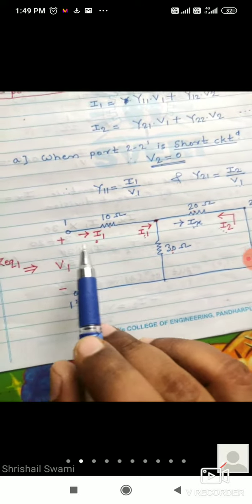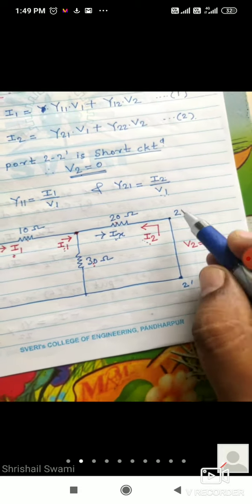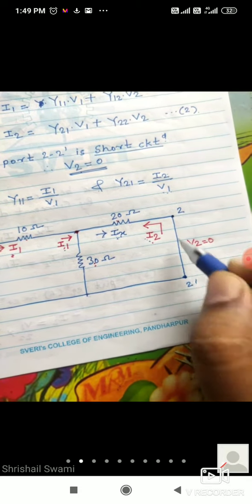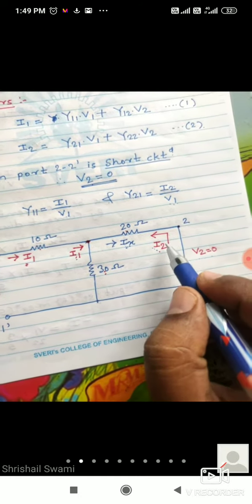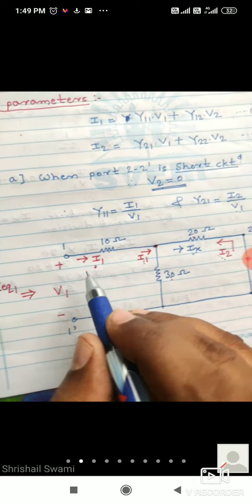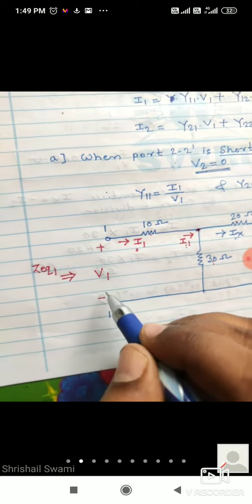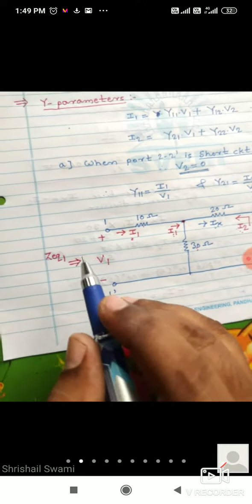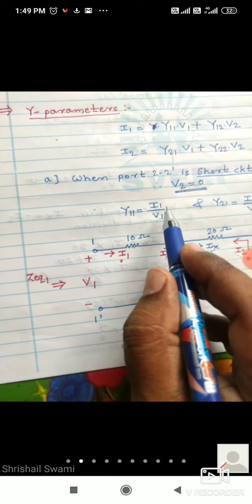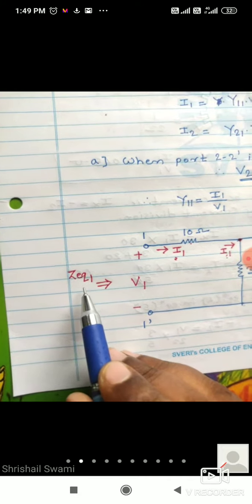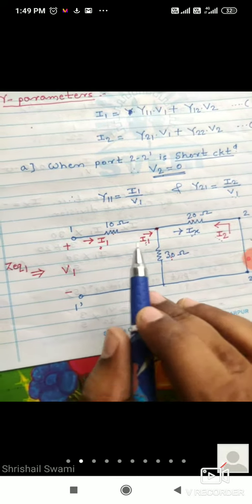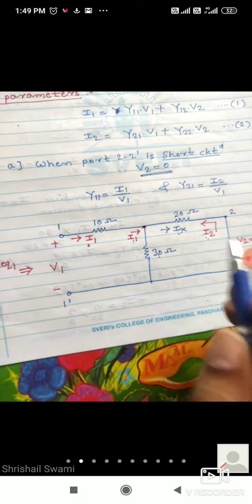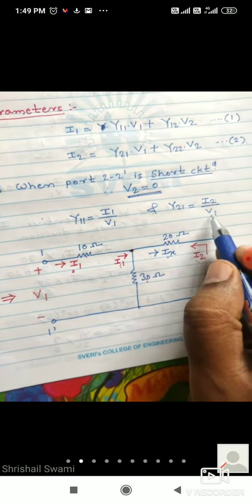According to the new condition, that is V2 equal to 0, I will short the 2 dash. The port 2 dash is shorted now, so V2 equal to 0 you have to write. The I2 current flows as it is, I1 current as it is, V1 plus minus you have to note, V2 is 0. Now as I told, whenever the variables are of the same port, simply find the equivalent impedance. So Z equivalent 1 you have to find, observing from this side. Forget about this I2, like this Ix, it is required in the next calculation.